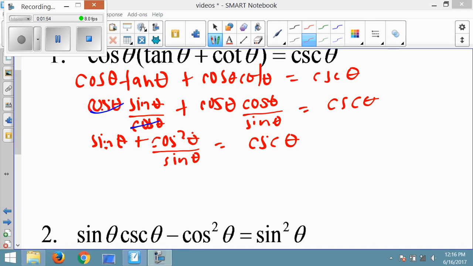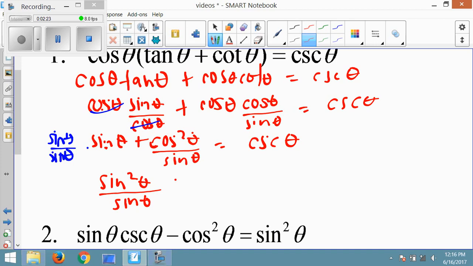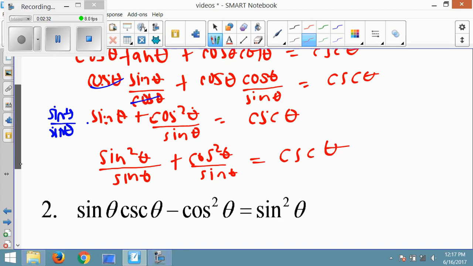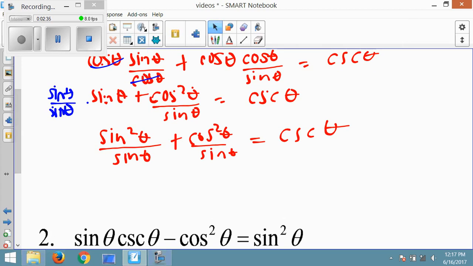Okay, so now you see that we have two fractions, and ideally you want to get them into one fraction. So the denominator is sine, so I'm going to multiply the first fraction by the common denominator, so that we have sine squared of theta over sine of theta plus cosine squared of theta over sine of theta equals cosecant of theta. Let's move this down again. Usually you do need a lot of room to do some identities.